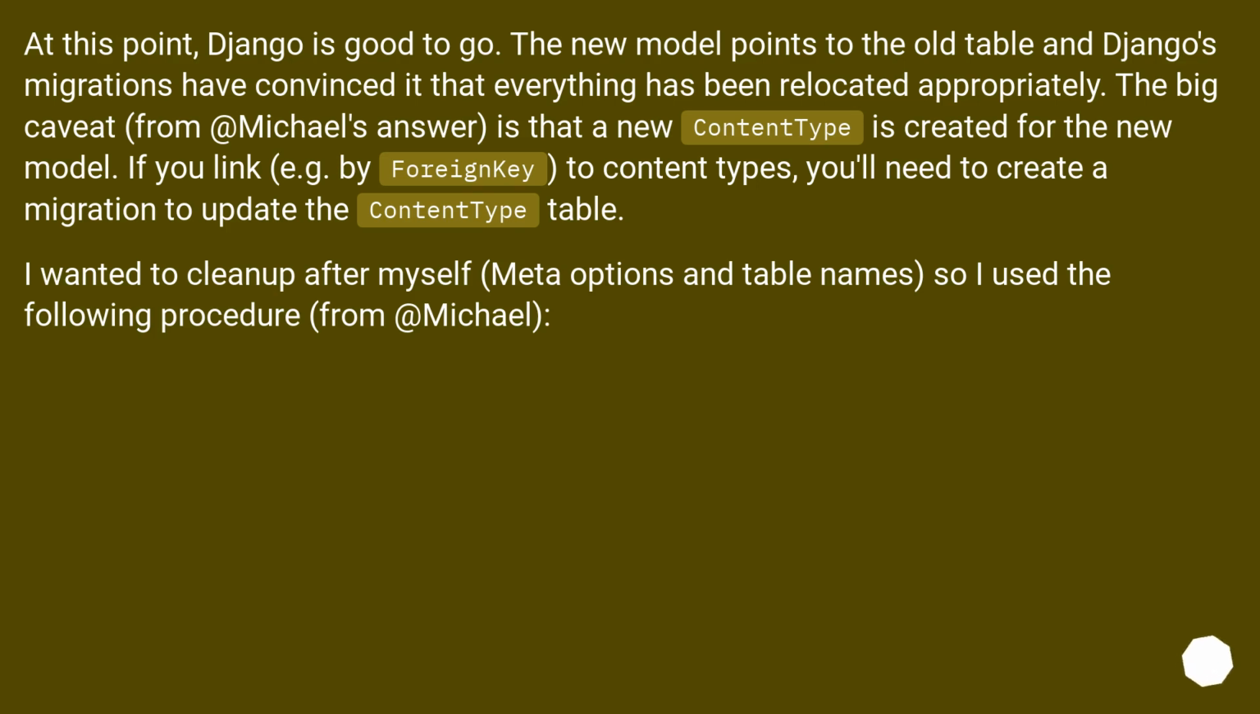The big caveat, from @Michael's answer, is that a new content type is created for the new model. If you link, for example by foreign key, to content types, you'll need to create a migration to update the content type table. I wanted to clean up after myself, meta options and table names, so I used the following procedure, from @Michael.